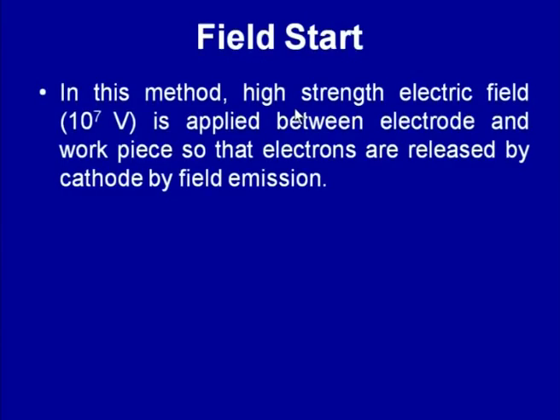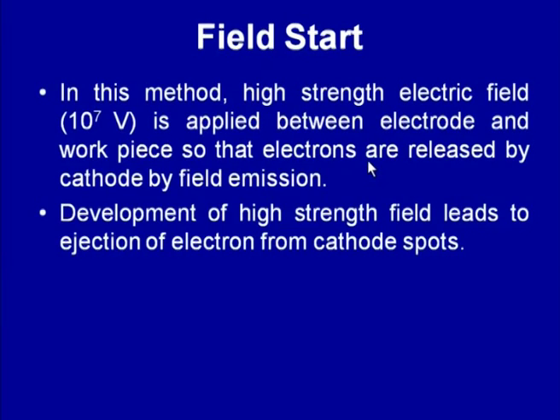The field start is another method, which is mainly used for automatic welding processes or those processes where we want to avoid direct contact between the electrode and the workpiece. In this method, a high strength electric field is applied between the electrode and the workpiece, so that electrons are released from the electrode surface, and these electrons provide the required number of charged particles between the electrode and workpiece to initiate the flow of the current.